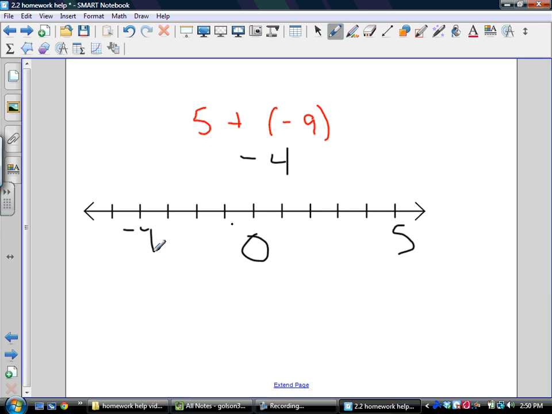So count on a number line or use your rules that you got at the beginning. Those are the two ways to add integers.